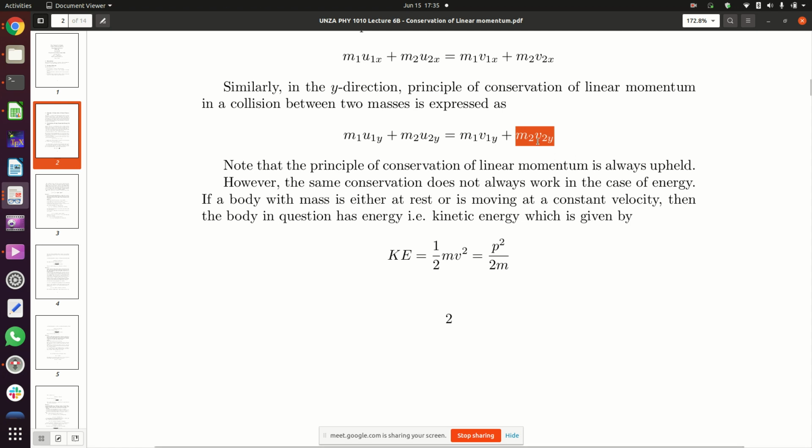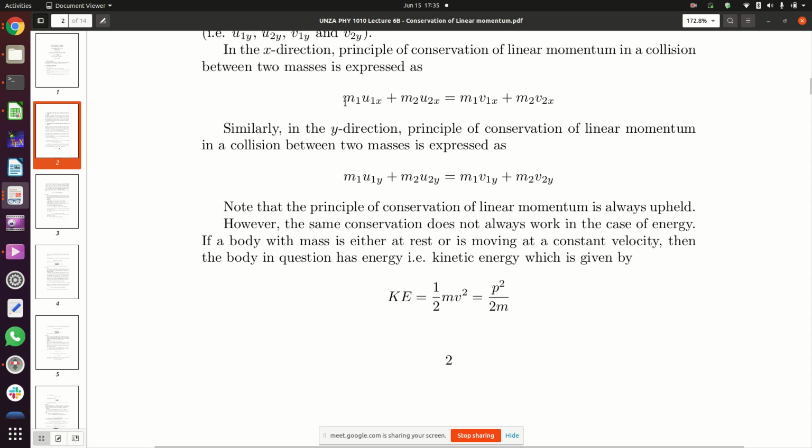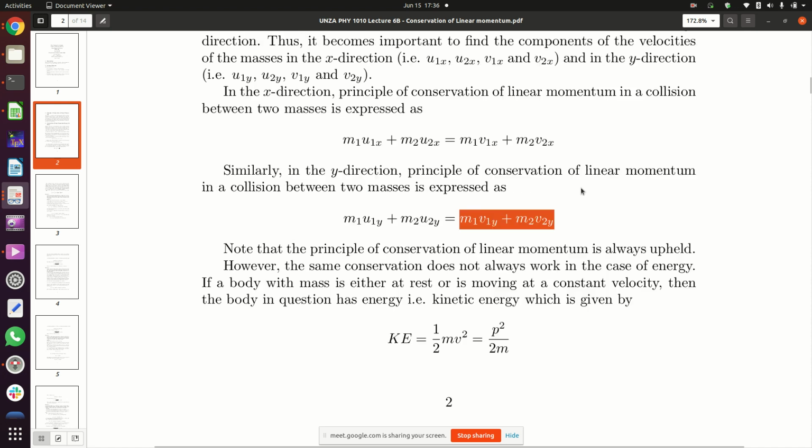So we are enforcing this requirement that the total linear momentum before collision along the x direction should be equal to the total linear momentum just after collision along the x direction. We are also enforcing the other thing: the total linear momentum before collision along the y direction must be equal to the total linear momentum just after collision along the y direction. Are we clear?